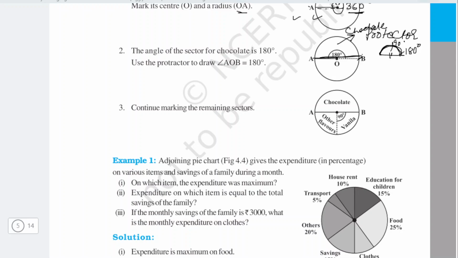So you will first place your protractor this side and mark 90 degrees and match this line. So this area will be for vanilla, and this area will be for other flavor. And this area will be for chocolate 50%. So 50%, 25%, 25%. In terms of degrees, 50% gives you 180 degrees. The 25% is 90 degrees, and this one is also 25%, it is 90 degrees.